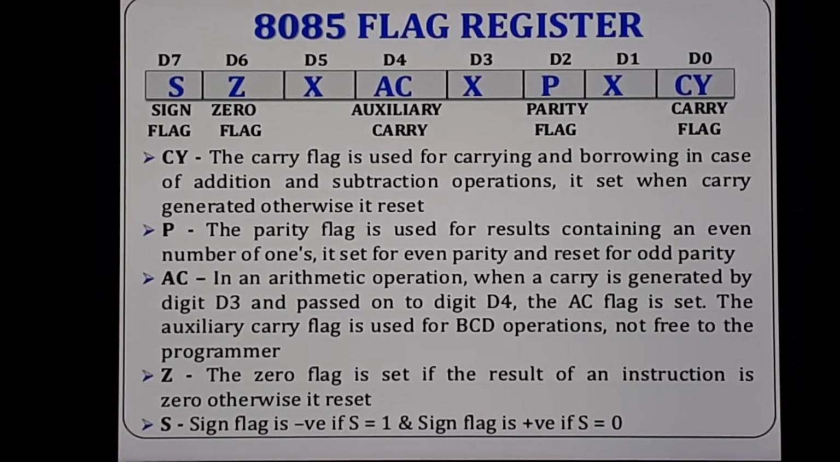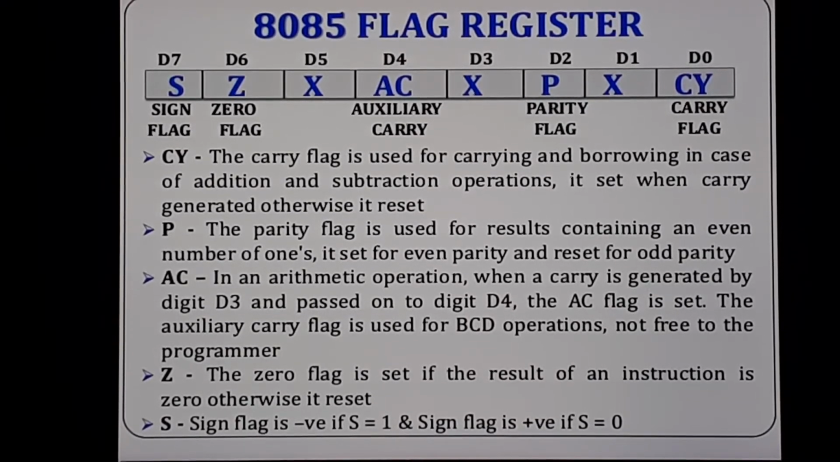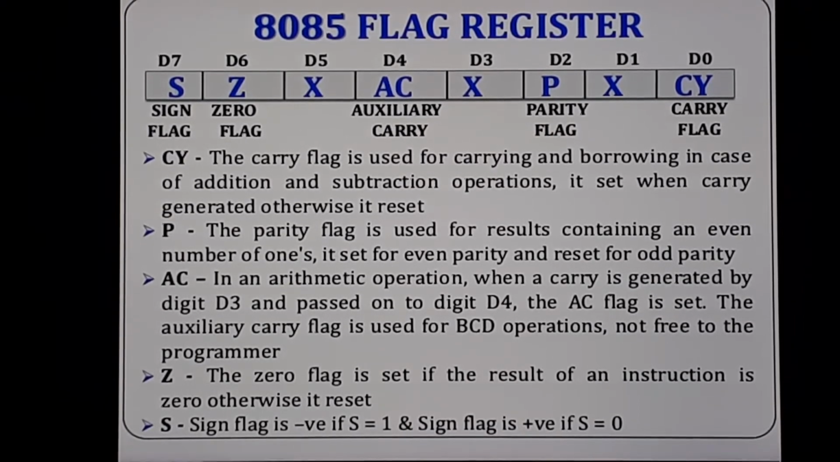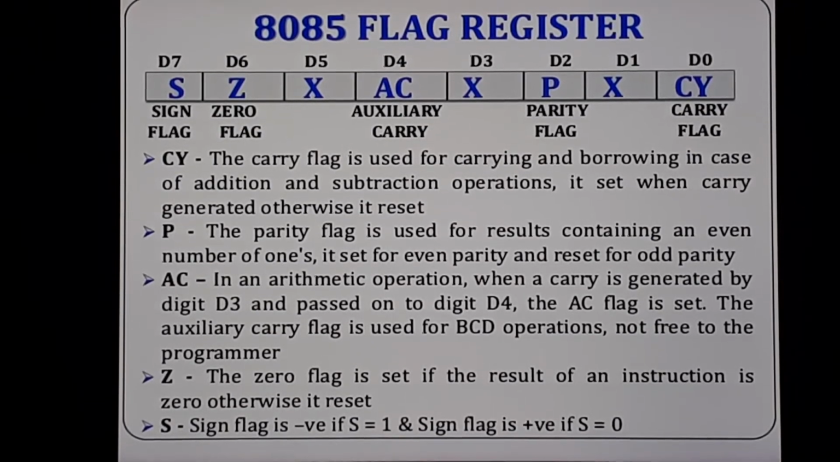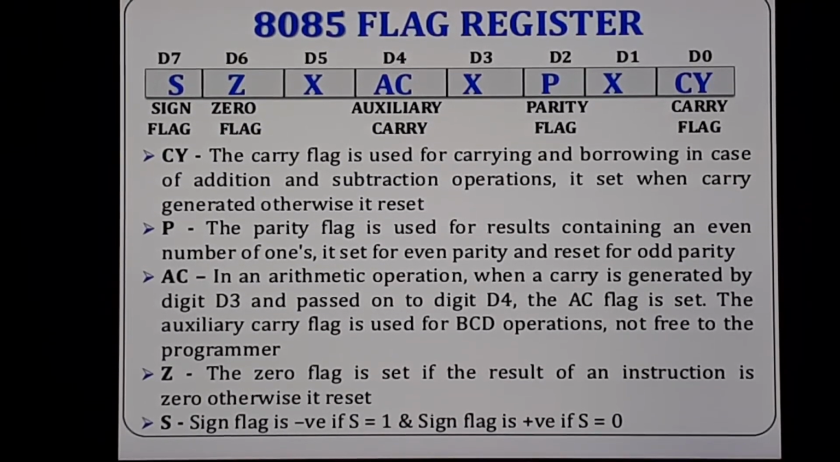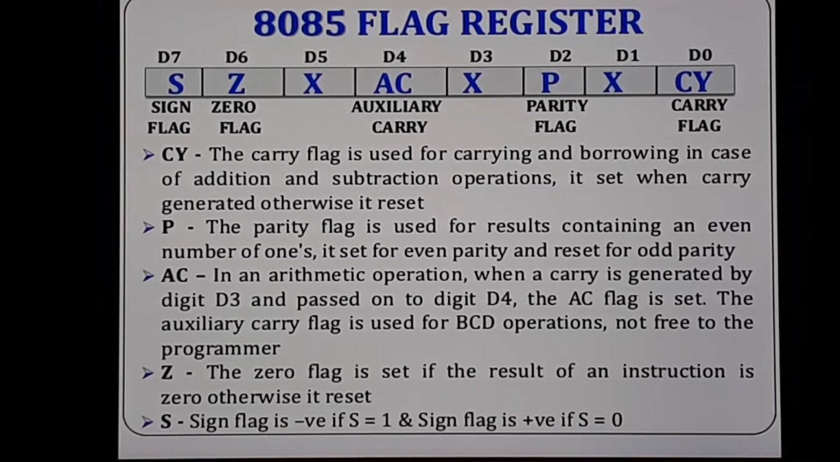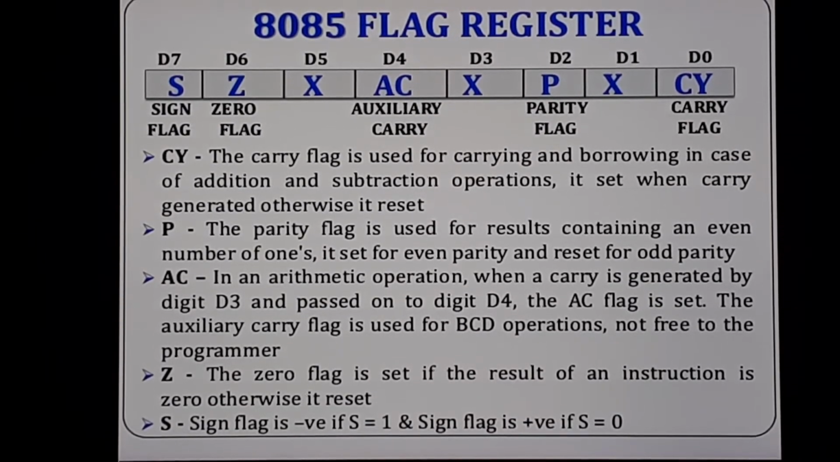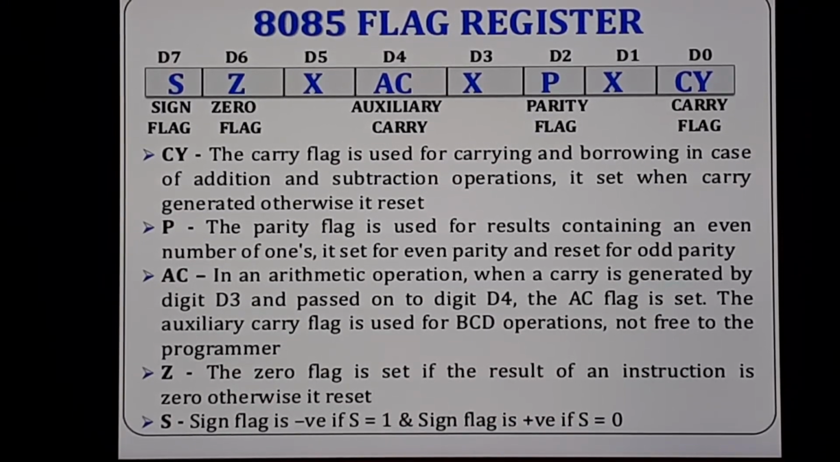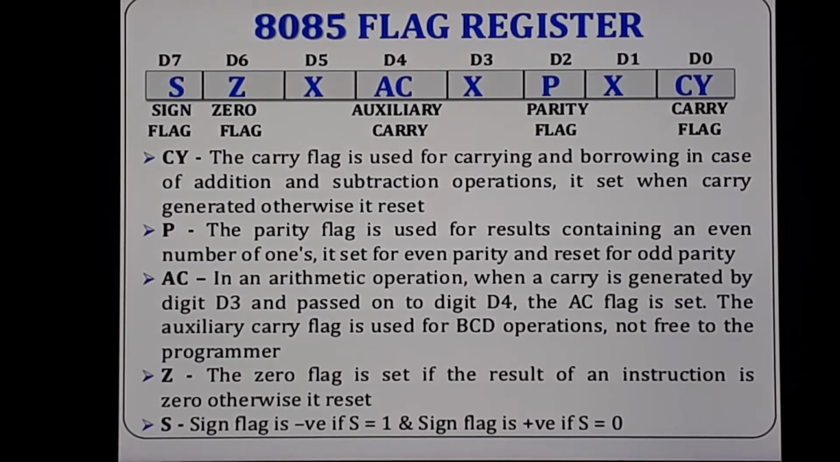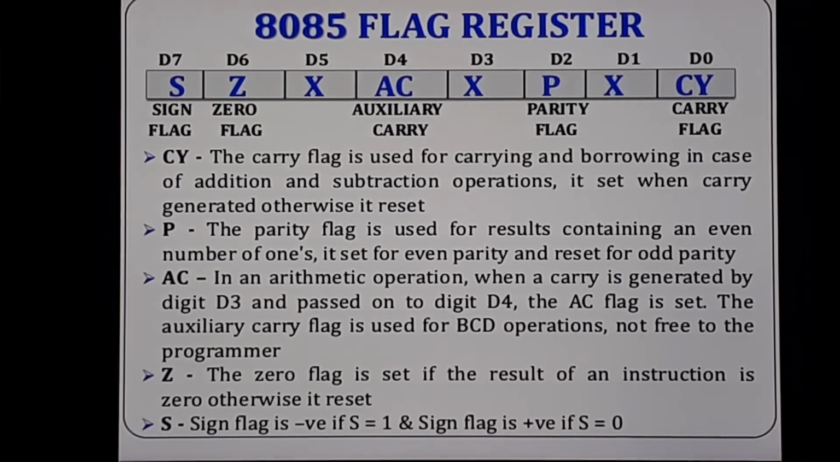D0 bit is CY, which stands for carry flag. D1 is cross, that means don't care, it doesn't contain any flag. D2 is P, that means parity flag. D3 means don't care, again it doesn't contain any flag. D4 is AC, which stands for auxiliary carry flag. D5 is don't care, again it doesn't contain any flag. D6 is Z, which stands for zero flag. D7 is S, which stands for sign flag.